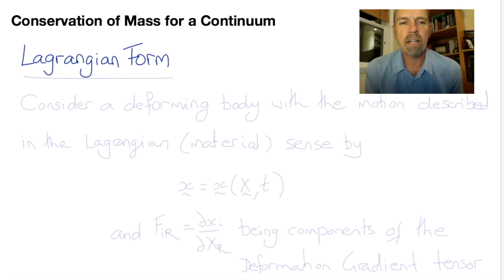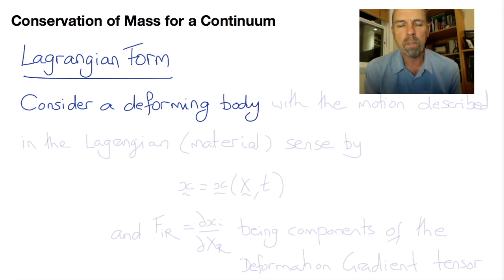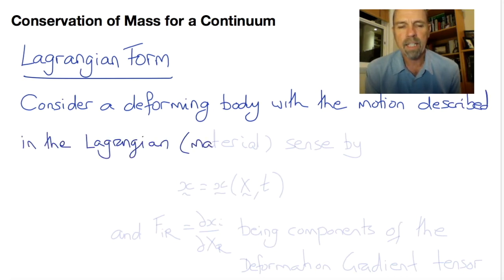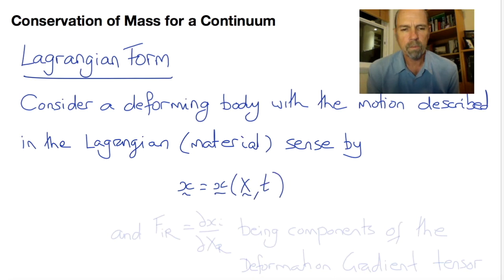So first we'll derive the Lagrangian form of mass conservation, and to do that we'll consider a deforming body with a motion described using a Lagrangian material representation as little x equals little x of big X and t. And from this, we can get the components of the deformation gradient tensor, F_iR, being the partial derivatives of little x_i with respect to big X_R.